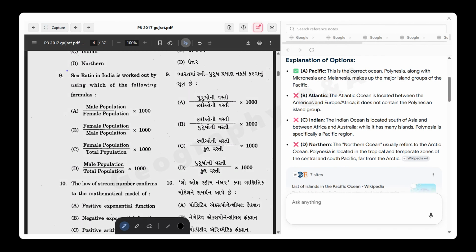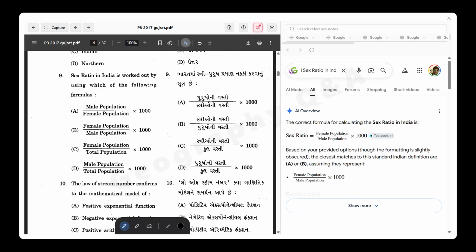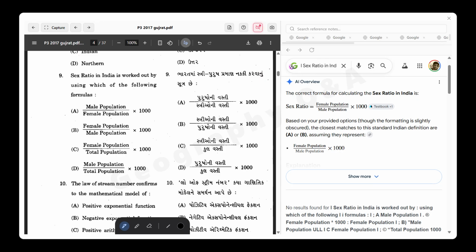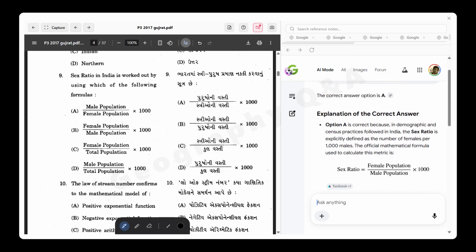Now the next question is about sex ratio. In India, sex ratio is worked out by which of the following formulas: male population by female population, female by male, or male by total population? So in India, it is female. So sex ratio in India is female population per thousand male population. Option A is the correct answer.